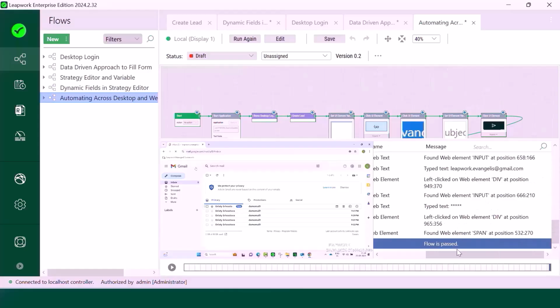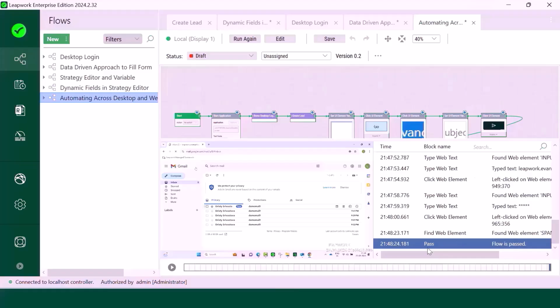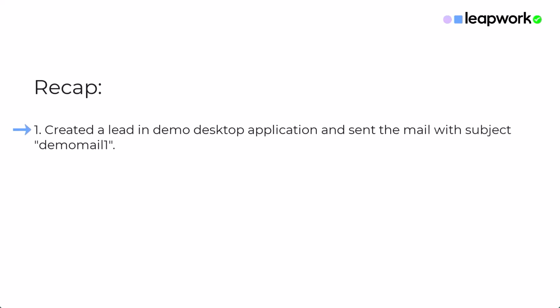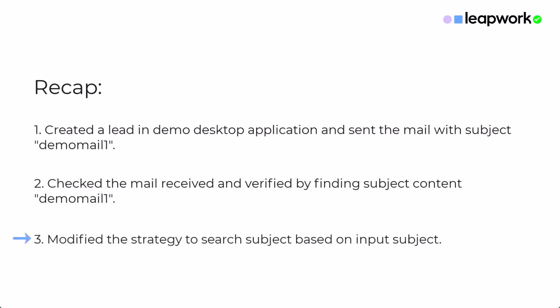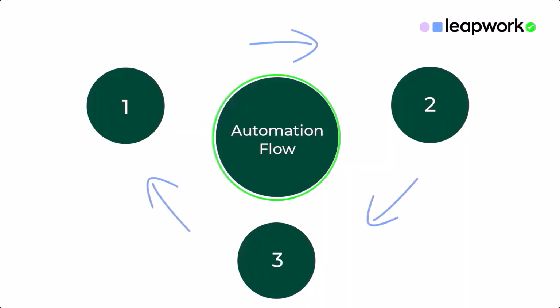This is how easy it is to automate the processes between different applications and save your time in manual processes. If you want to check the recording of the flow, you can check it from here anytime. I would suggest to you try creating the flow at your end and check the recording. In today's tutorial, we simply created a lead in demo desktop application, sent the mail with the subject, then we checked the mail received and verified it by finding the subject content. We modified the strategy to search subject name based on the input subject. Now, since we worked with the different platforms in this tutorial, let's learn some of the best practices which we can do to make our automation flow more stable.